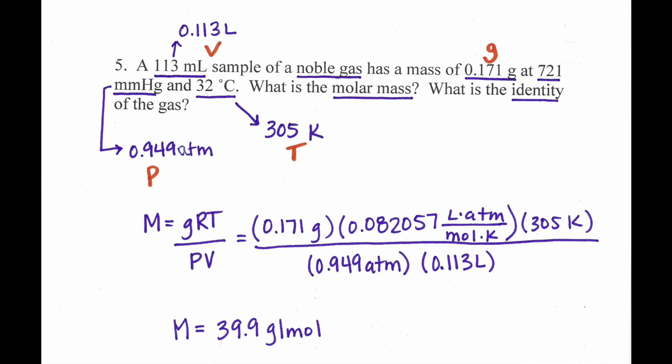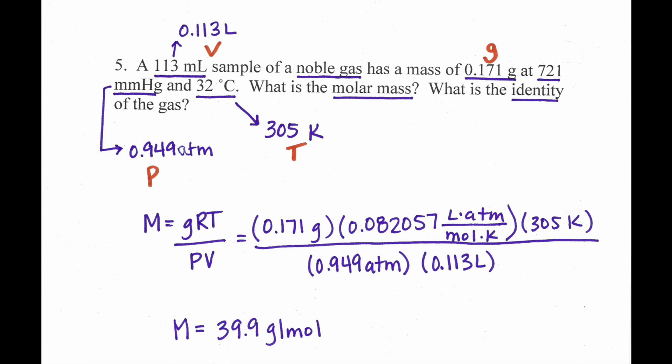So if we look at the information that has been given to us in the problem, our volume needs to be converted from milliliters to liters, so we'll plug in 0.113 liters. Our mass, 0.171 grams, can be directly plugged in for G. Our pressure of 721 millimeters of mercury needs to be converted to atmospheres, and we get 0.949 atmospheres. Our temperature of 32 degrees Celsius, when converted to Kelvin, is 305 Kelvin.